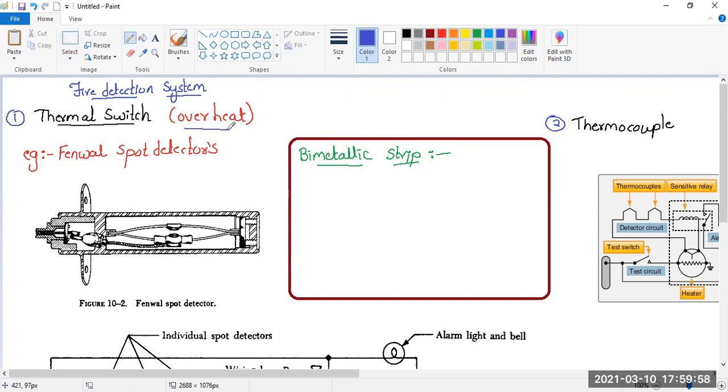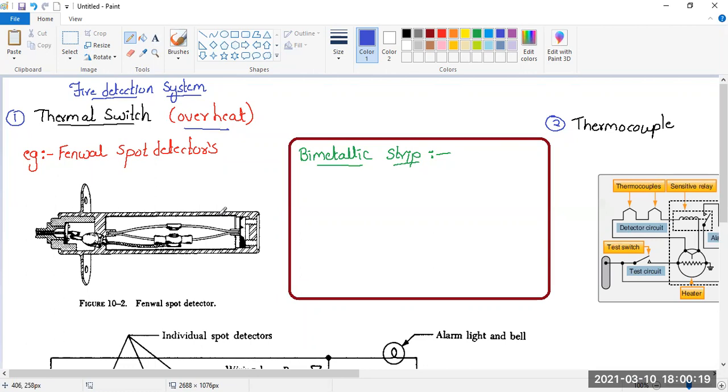Yes, fixed temperature. It can be 300 degrees Celsius, it can be 400 degrees Celsius, it can be 1800 degrees Fahrenheit. Any temperature that a manufacturer specifies, that if this temperature is crossed, it is going to become a fire hazard, that will be called an overheat detector. So thermal switch is a type of overheat detector.